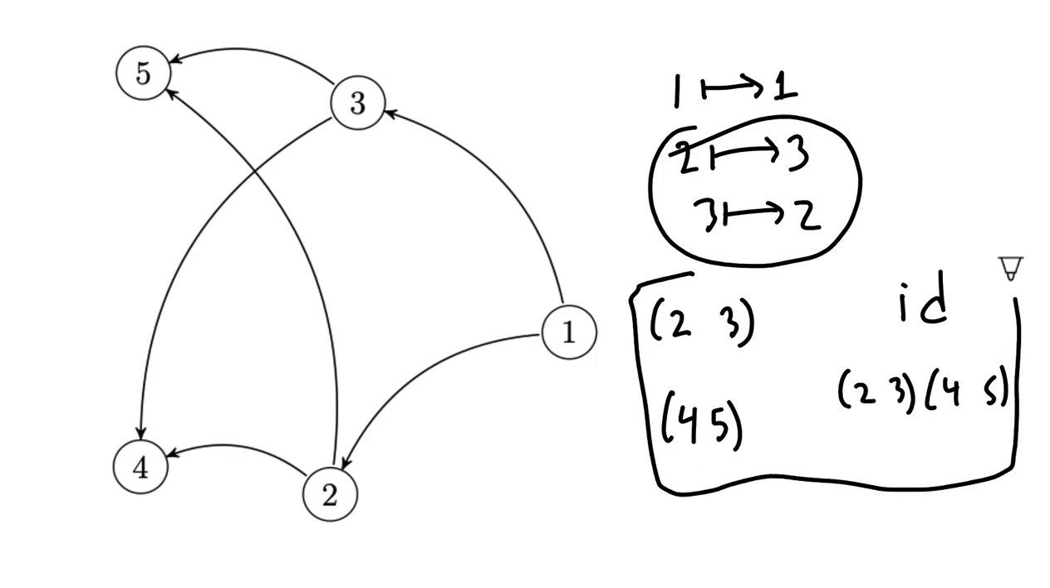These 4 automorphisms actually form a group under composition. (2 3) is its own inverse. (4 5) is its own inverse. And this guy is its own inverse as well. But you can compose them together. It's a group under composition. We call it the automorphism group for this particular digraph.